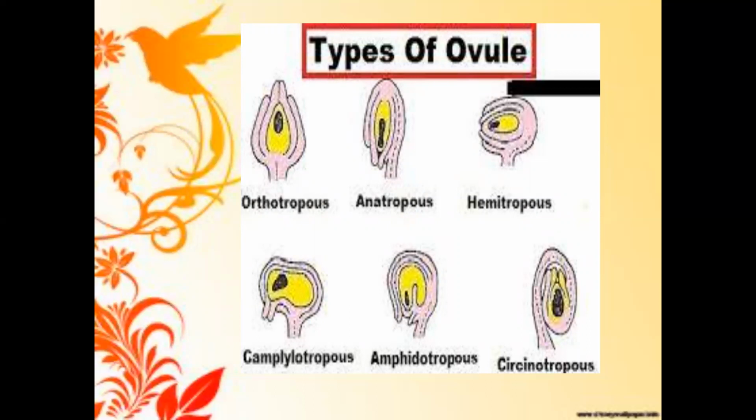So for example, orthotropous is Polygonum, and anatropous is Helianthus or Tridax, the majority of Asteraceae family members. Hemianatropous is Ranunculus and Primula. So these are all primitive plants. And campylotropous is Fabaceae and Brassicaceae, amphitropous ovules are Alismaceae and Butomaceae. Circinotropous ovules are found in CAM plants like Opuntia.